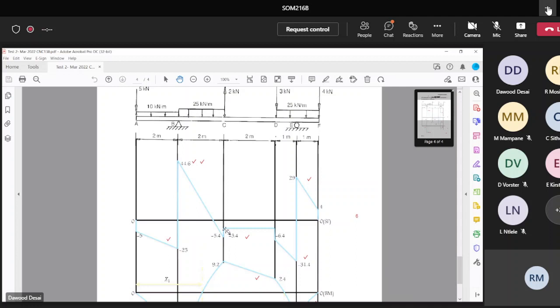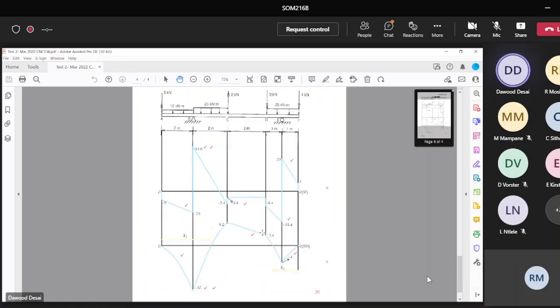Now, some students make a mistake. Between C and D there is nothing, so it's a straight line. Some people draw a parabola here. You only draw a parabola like here and here, underneath UDLs. Maybe those are students that never bothered to come to class, and we even have the recordings. Right, so there's nothing there. You just join the dots from there to there.